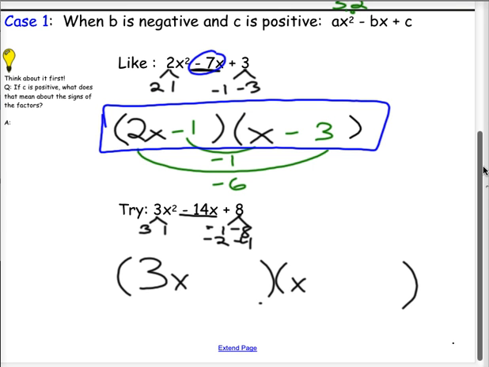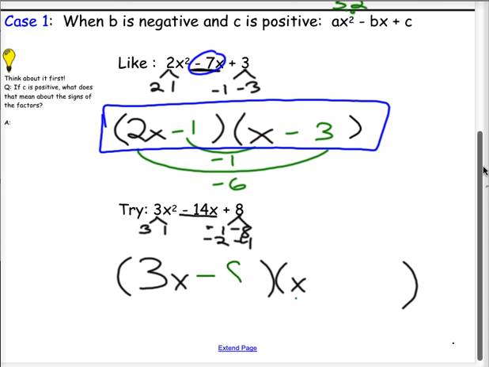And now we're going to go and play our game of matching. So negative 1, negative 8, that connects to negative 24. That connects to negative 1. That does not add to the negative 14 we're looking for. So I'm going to try again.